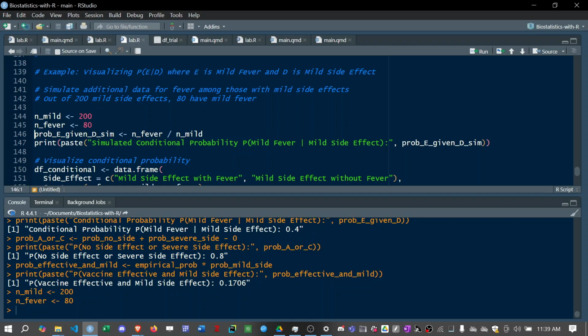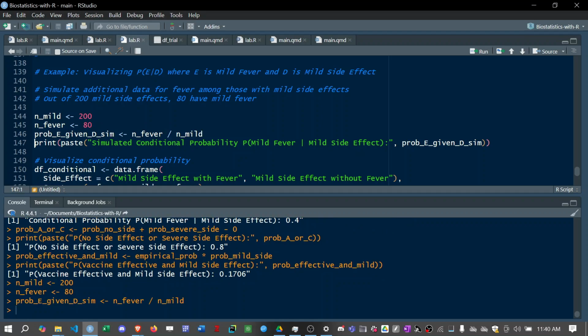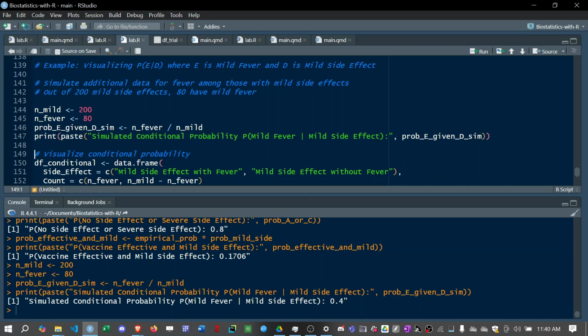Probability of those with mild fever given they have mild side effects, which means it's going to be the number of fever divided by the number of mild. Because we know that out of those 200 mild side effects, 80 have mild fever. So that is why we are saying 80 divided by 200. Because we do not say 80 divided by the whole number, which is 1000. We are only saying that 80 of those with mild side effects have mild fever. That is why you can see the probability of those with mild fever given they have mild side effects is 80 over 200. So then we get the value of 0.4 as our probability.